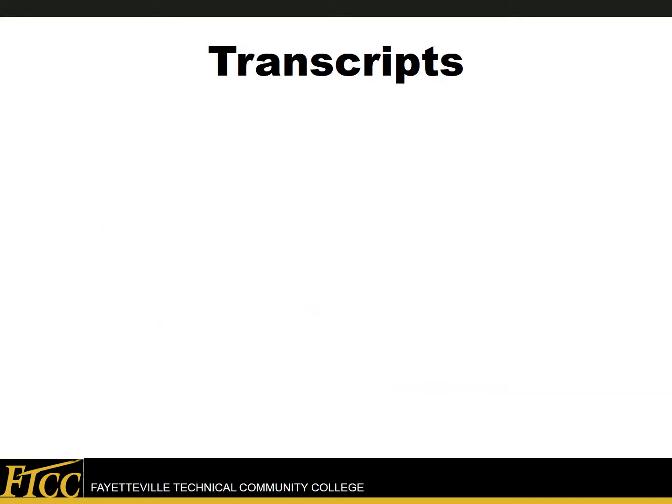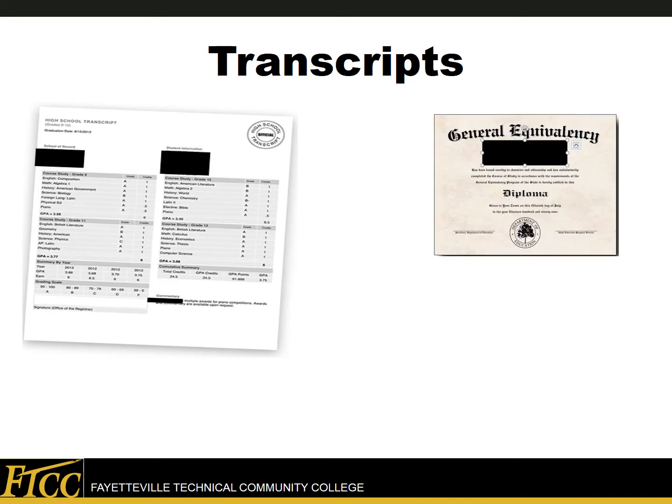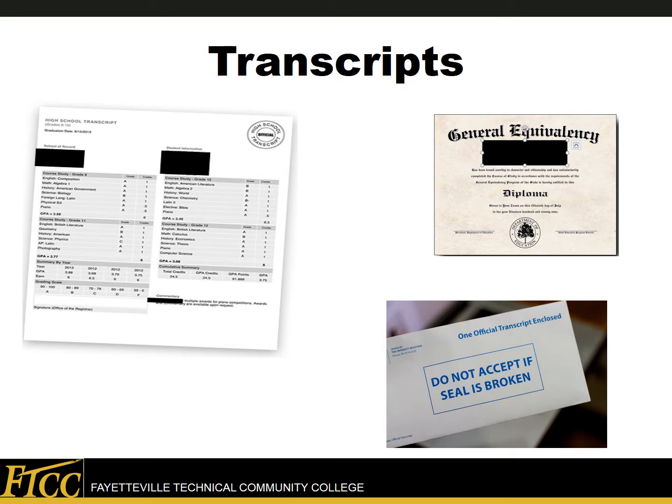Transcripts. You will need to provide us with your official academic transcripts. Those include your high school, GED, adult high school, and college transcripts. They must be official, meaning they come to us from the institution either in a sealed school envelope or via an online transcript service such as Parchment. In admissions, we need your high school transcript, GED, or adult high school diploma in order to put you in a program so you can receive financial aid.